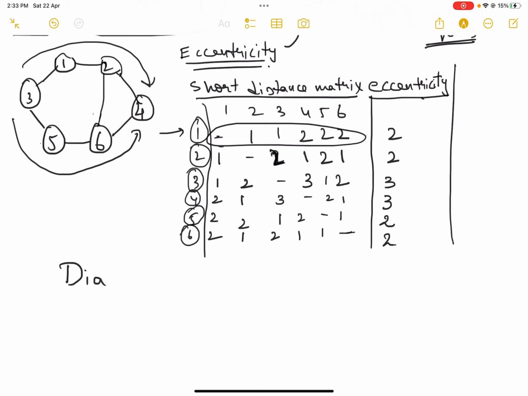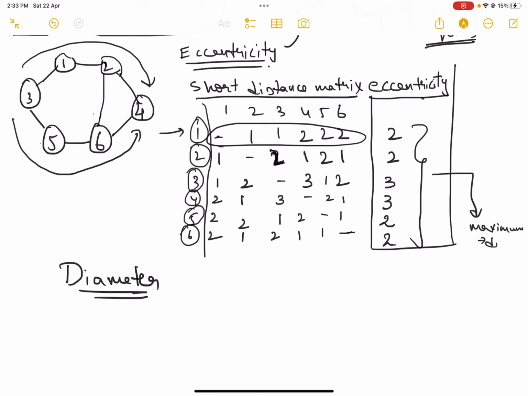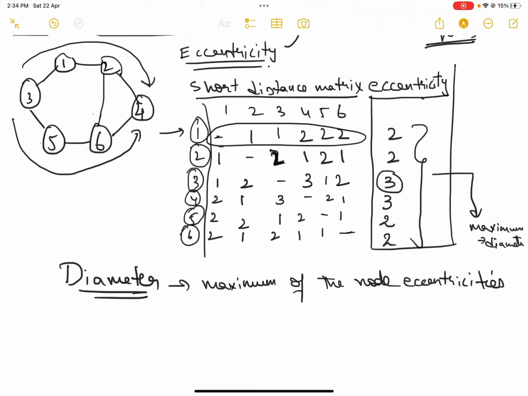Now let us understand what diameter is. Diameter is basically the maximum of the node eccentricity values. That is, out of all the eccentricities of all the nodes, the maximum eccentricity is known as the diameter. Diameter is the maximum of the node eccentricities, which is what in this case? It is 3 for this particular graph.